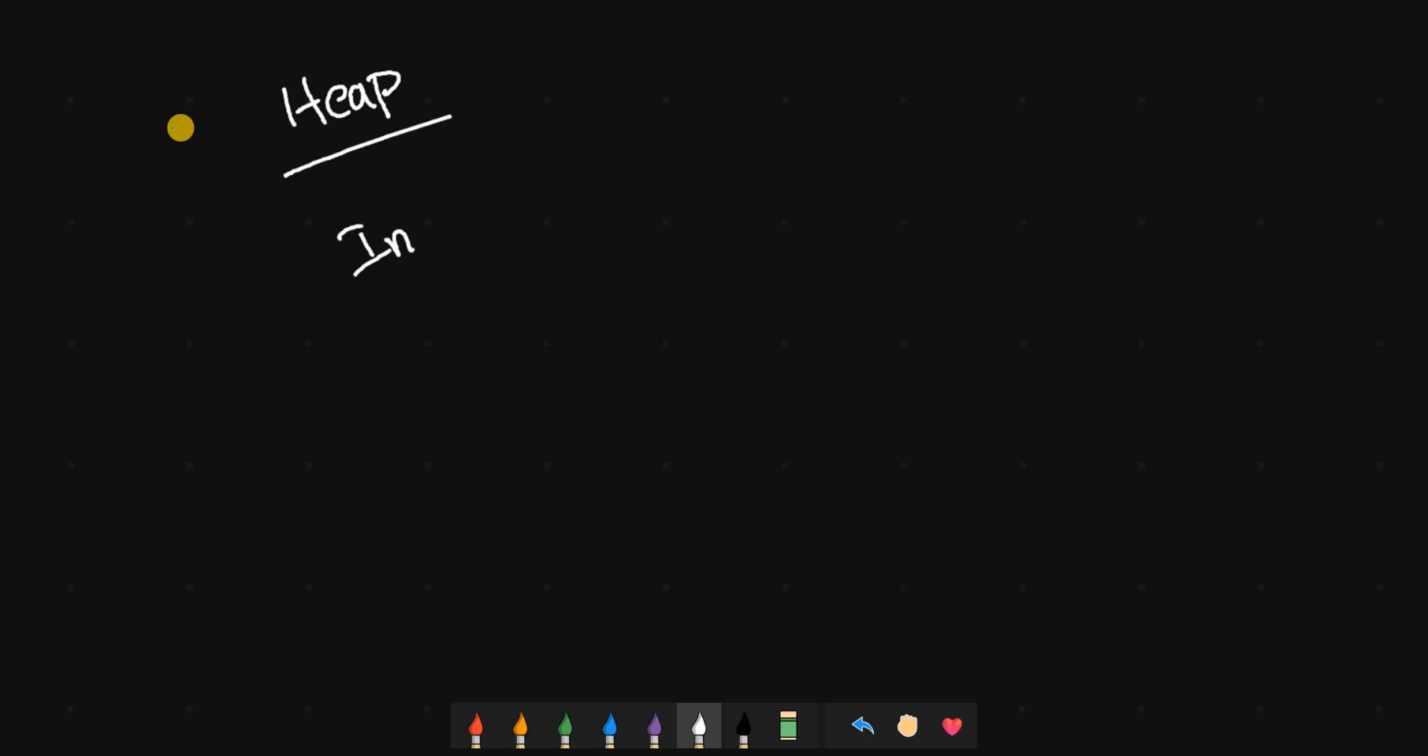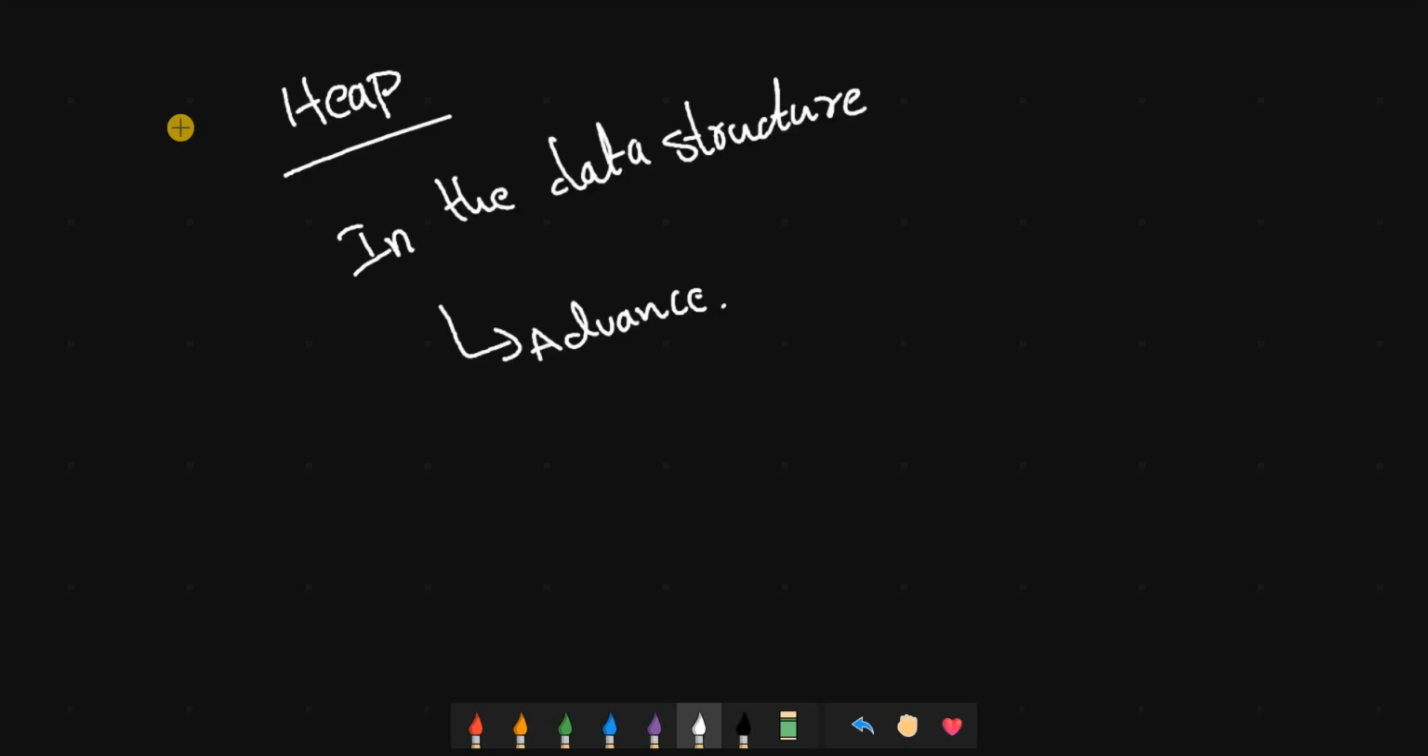Today I'm going to explain the heap concept in data structures. This is very important at the advanced level of data structures. First of all, let's see what a heap is. A heap is a special type of binary tree.